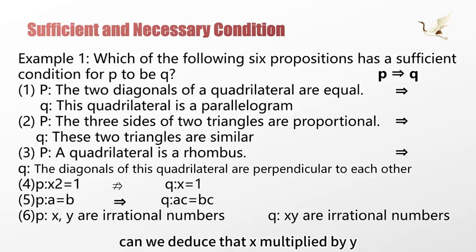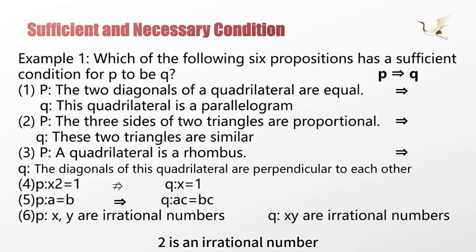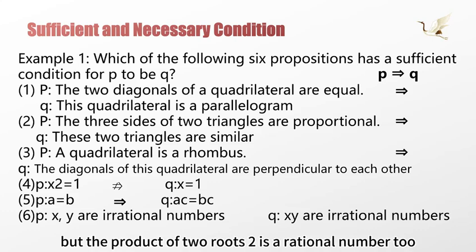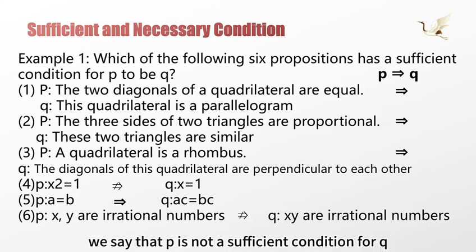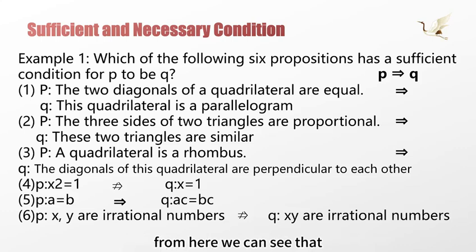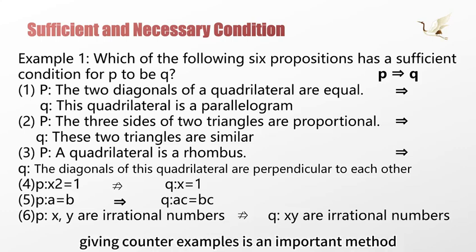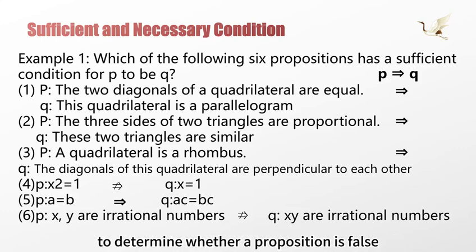Can we deduce that x multiplied by y is an irrational number? It is easy to find that root 2 is an irrational number, but the product of 2 and root 2 is a rational number too. So P cannot derive Q. We say that P is not a sufficient condition for Q. From here, we can see that giving counterexamples is an important method to determine whether a proposition is false.